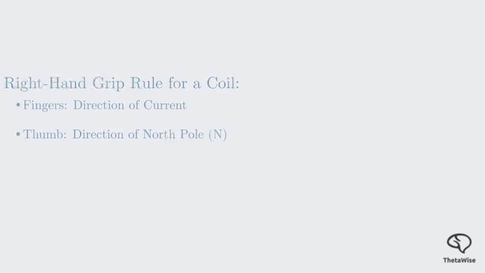Let's demonstrate. If the current flows around the coil like this, your fingers follow that direction. Your thumb points to the left, so the left end of the coil is the North Pole and the right end is the South Pole.